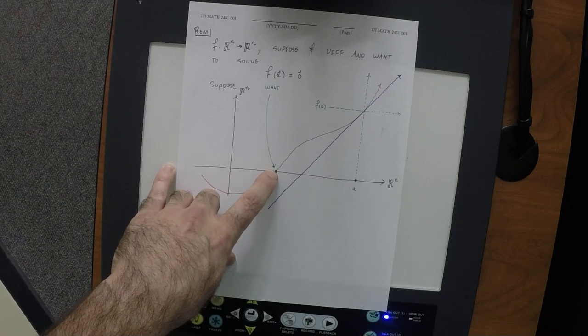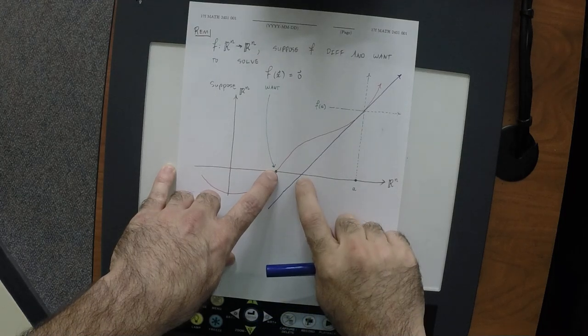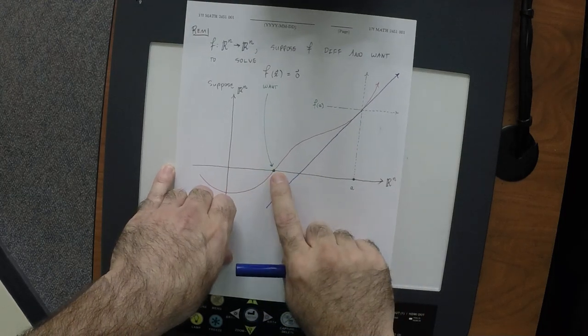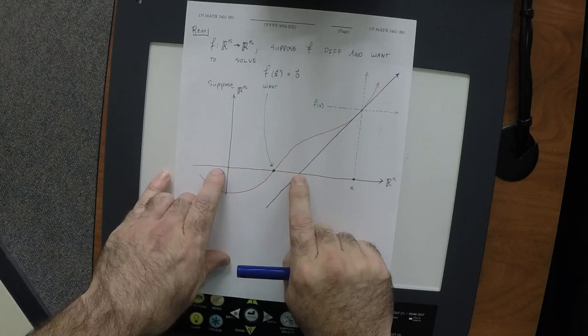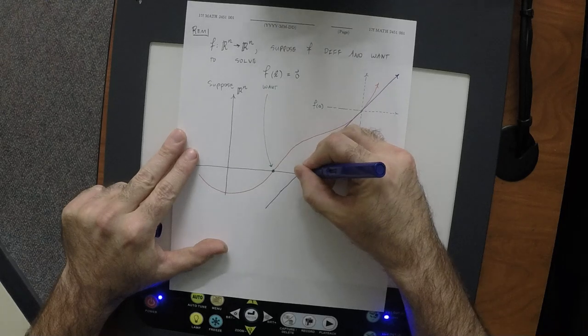But what can we get? What can you see on this drawing? What specifically can we get? We can get that one, right? This is the one we want. We can't get it, but we can get that one. Now, so we can get this one.